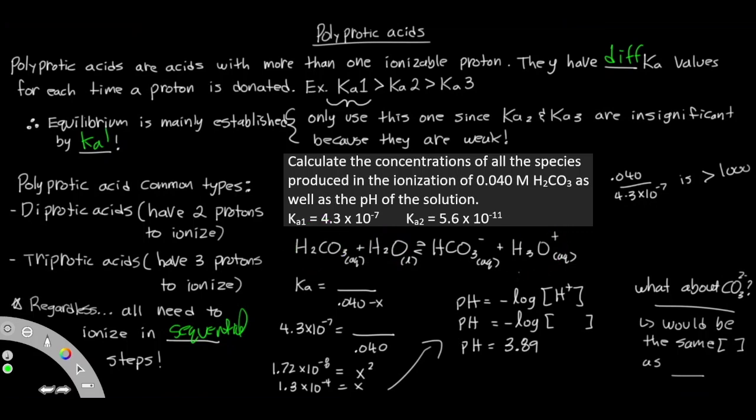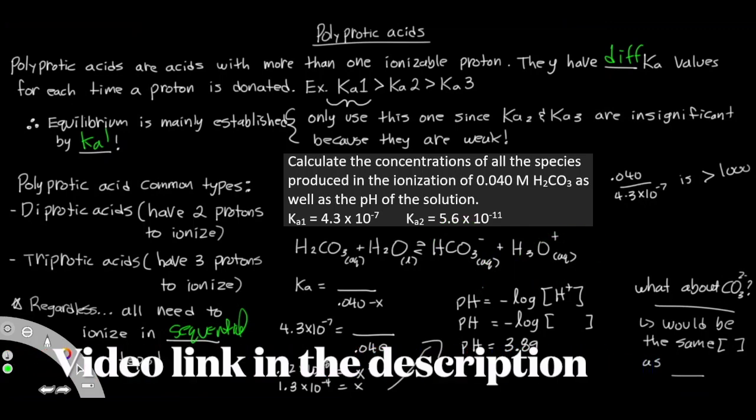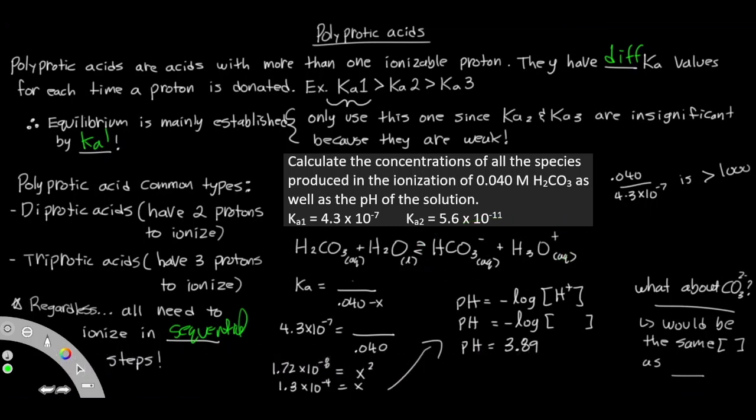Okay, we can create an ice table if you want, but we don't really have to. We can just look over here and pretty much know that when we create our ice table, this one and this one are going to be our 2 x's. Okay, see the 20-minute version if you want to see the ice table. The video link is in the description. So we have our 2 x's over here, and x times x gives us our x squared. This one here would be our only reactant on the bottom, and it would be 0.040.